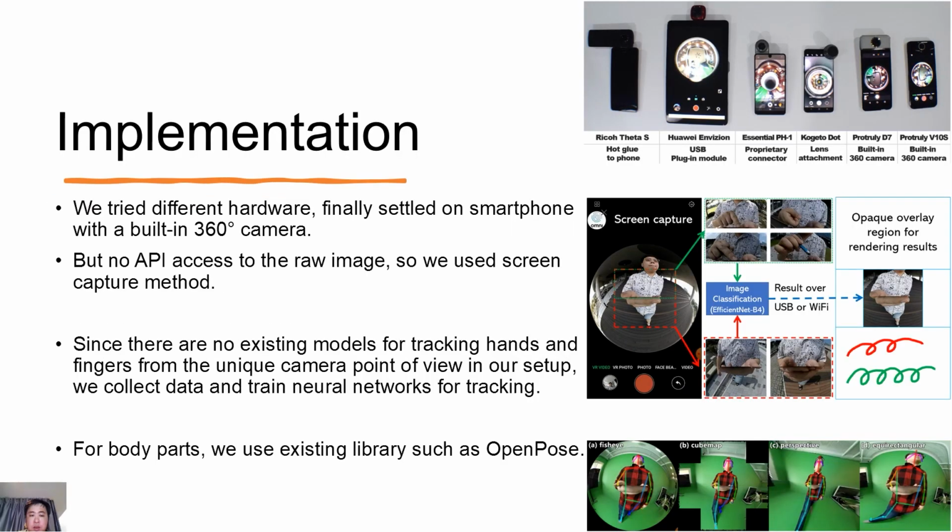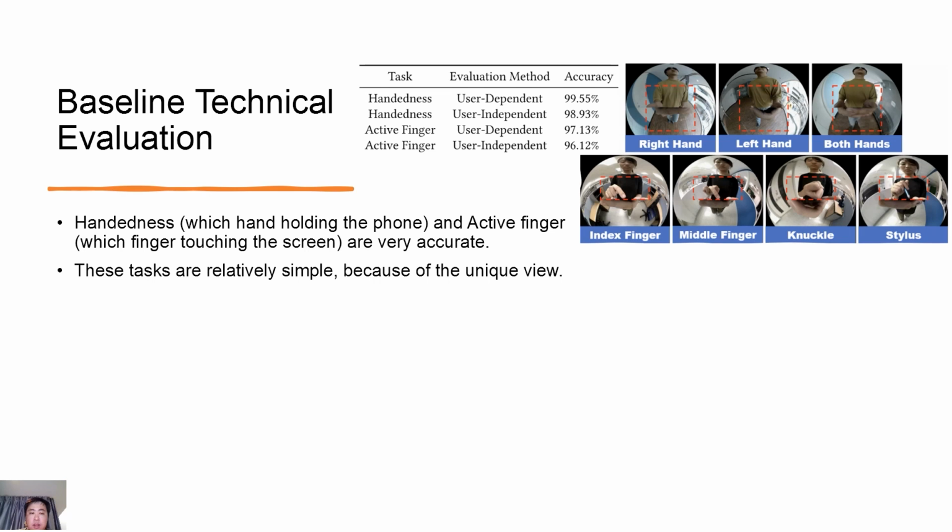For implementation, we tried different hardware, and finally we settled on a smartphone with a built-in 360-degree camera. However, there was no API access to the raw image, so we have to use screen capture method. Since there are no existing model for tracking hands and fingers from this unique camera point of view in our setup, we have to collect data and train neural networks by ourselves. For body parts tracking, we used existing libraries such as OpenPose. We conducted a baseline technical evaluation. I will not go into details here, so please refer to the paper.